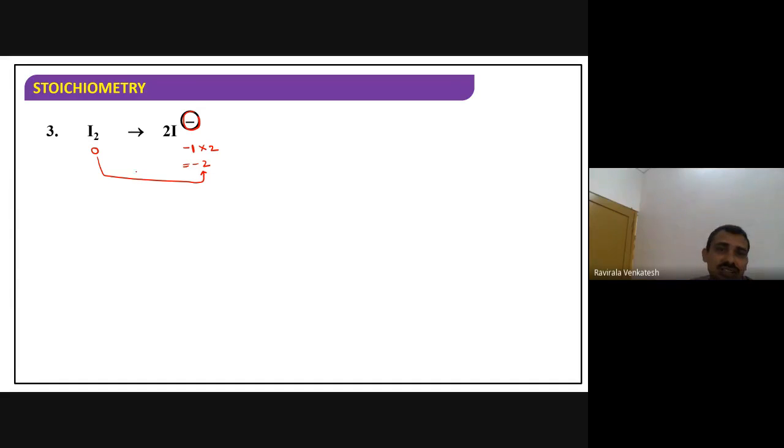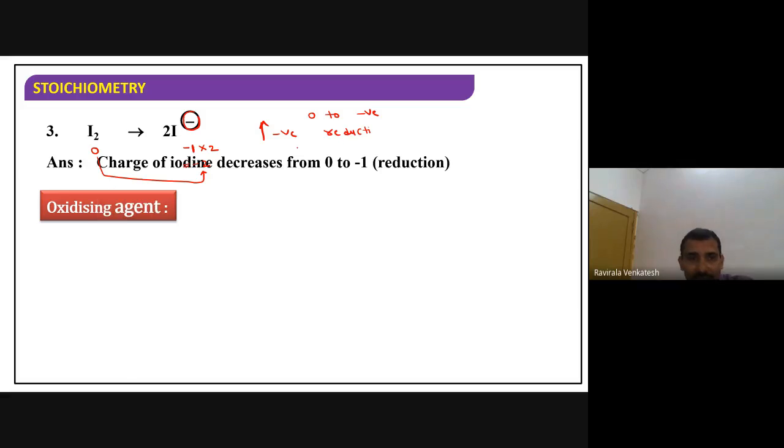Increasing of negative charge. 0 converting into -2, or 0 converting into negative, is nothing but called reduction. In this way, we can easily identify. So definitely it is a reduction reaction.